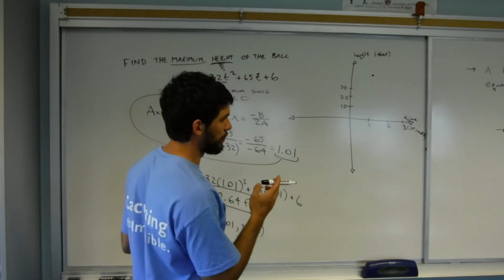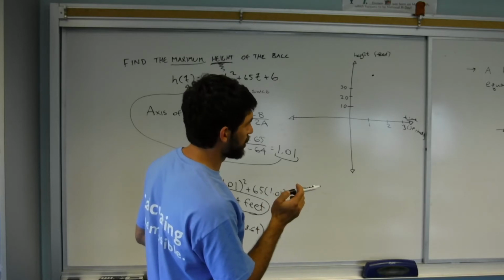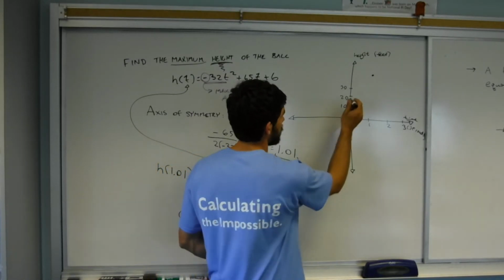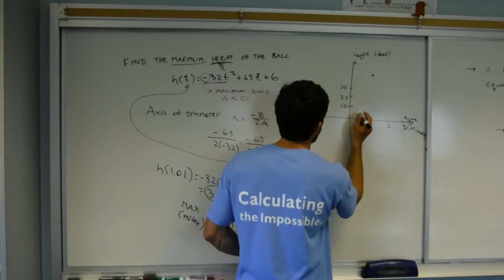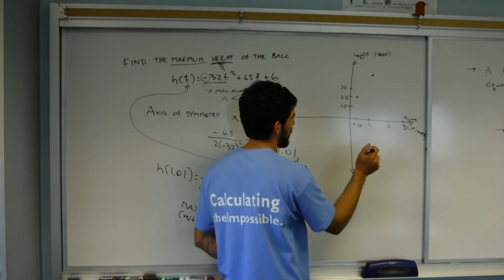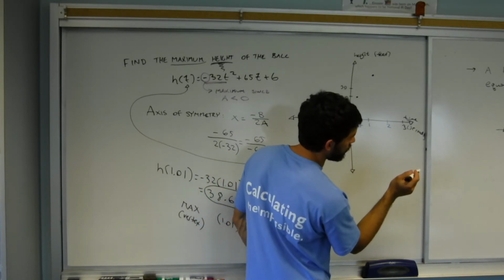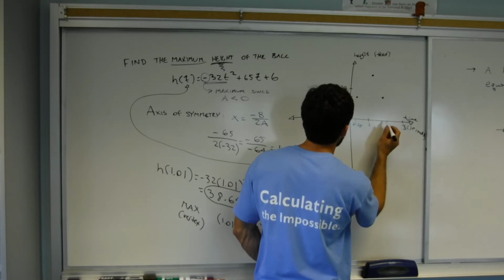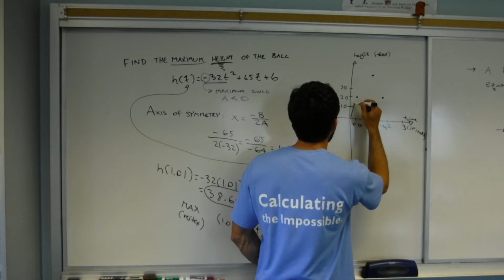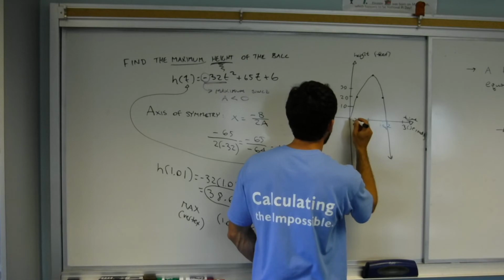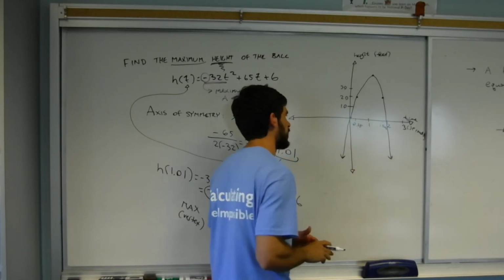Then we also have the points where the ball is at a height of 20 feet: at the time 0.25, from our previous calculation, and 1.79. And then all we have to do is connect the dots, and we get an equation for the trajectory of our ball.